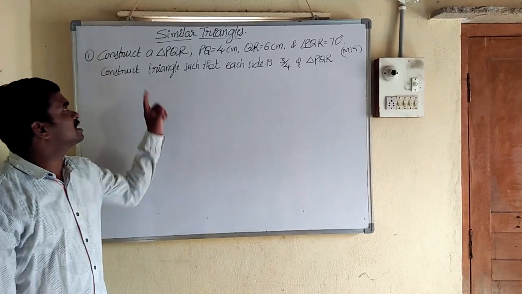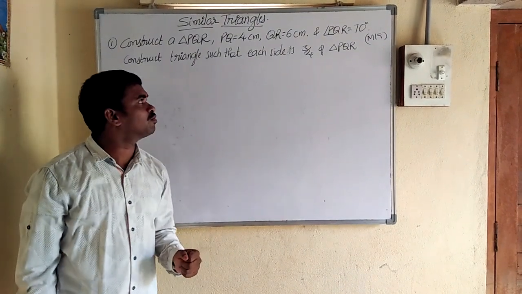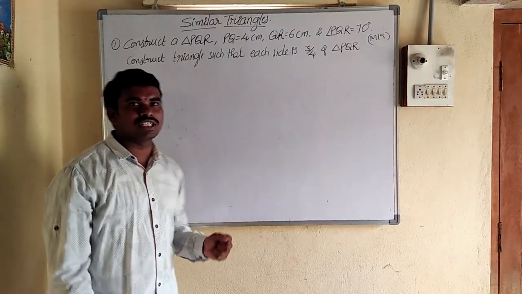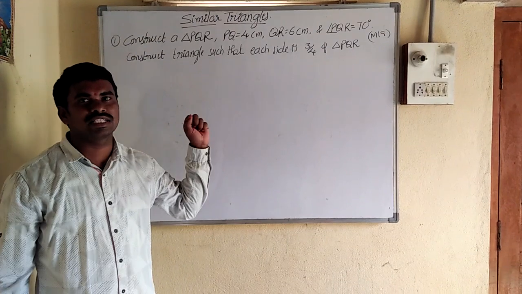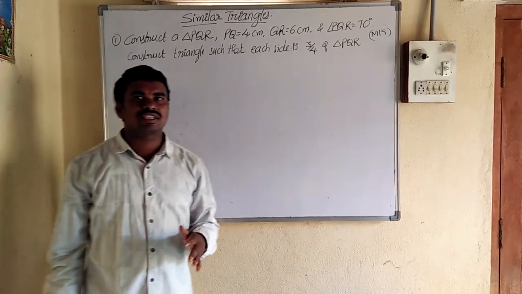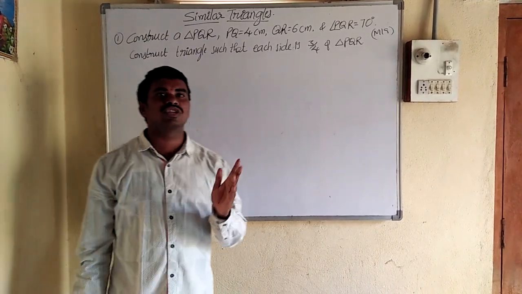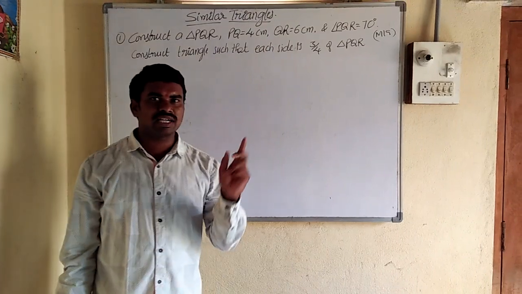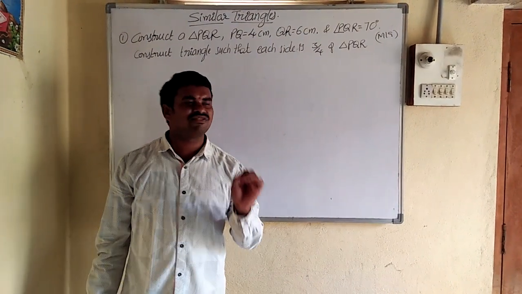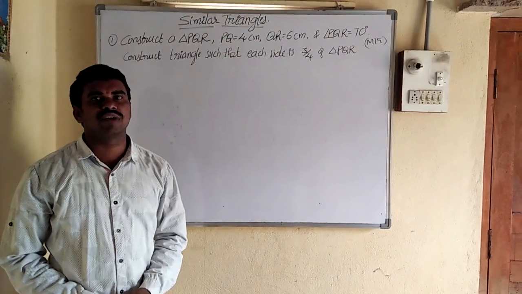Now the topic is similar triangles, 10th class mathematics. In this, constructions are very important. Before going to the question, a small piece of information regarding similar triangles in our real-life situations: a father and son look the same, so we can say that they are similar. So here size is not important. If the shape is almost equal, then we can say those are similar triangles.